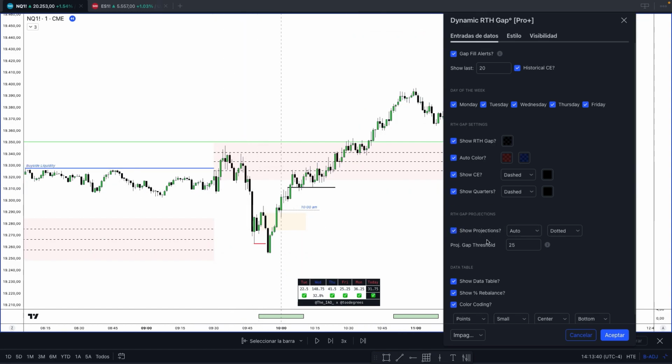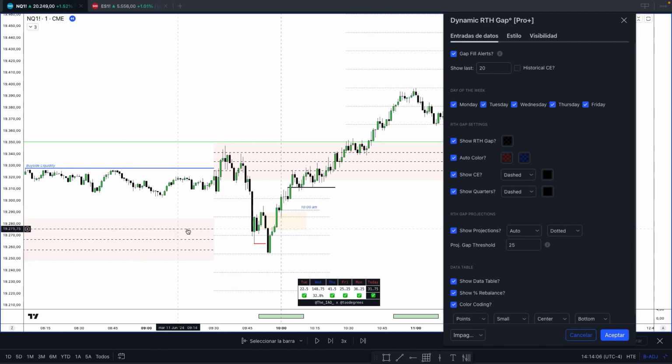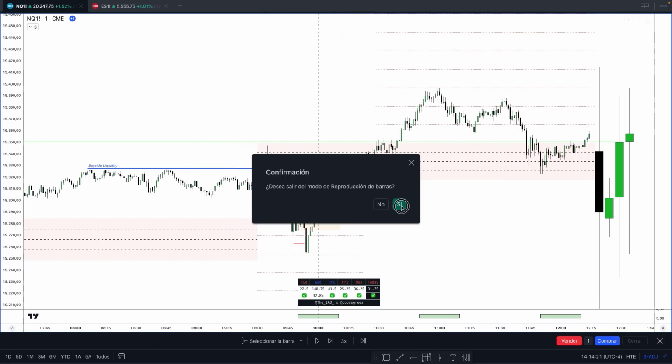of the gaps. You can use this as threshold to avoid, for example, having the standard deviation projection on a very small gap to keep your layout clean. I like my charts clean. I don't like to have a lot of lines in my chart. Okay, so you can use this, for example, if you want to see the previous gaps levels, the 50% and the quarters of the gap. See, and you can customize this tool as you want.